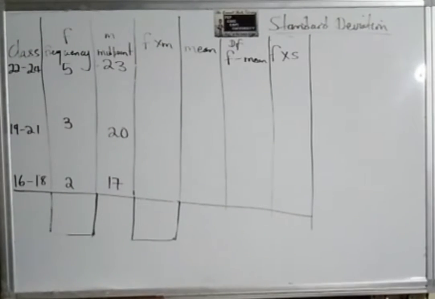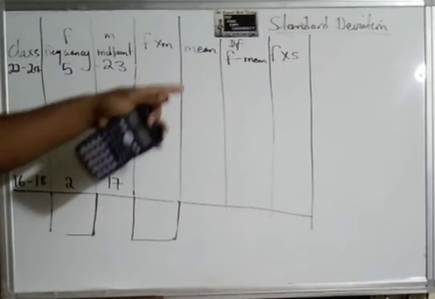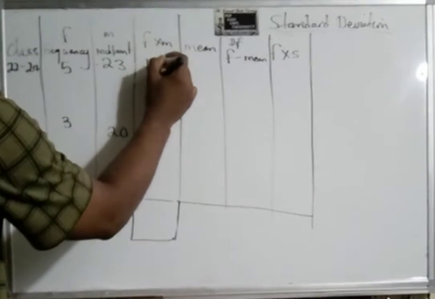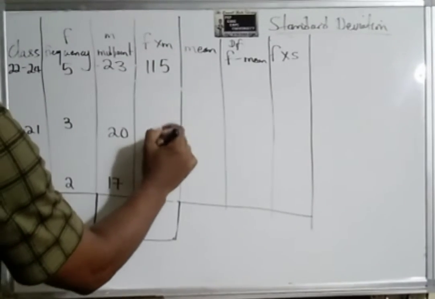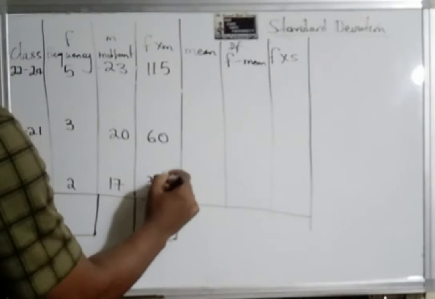Now after you find the midpoint, you need to multiply the frequency by the midpoint. So it will be 5 times 23. I use a calculator so I can go faster, which is 115. 3 times that would be 60. 2 times 17 would be 34.